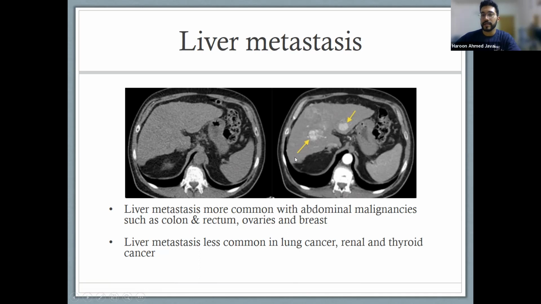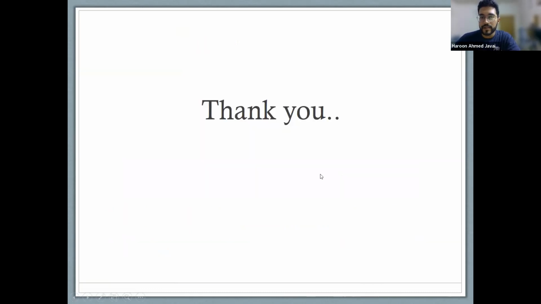Why, if colon cancer and these abdominal cancers, do they spread to the liver first? Because all of their blood supply first goes to the hepatic portal vein, and then it goes to the IVC and so on. So that's about it for the first lecture. Do you have any questions so far?